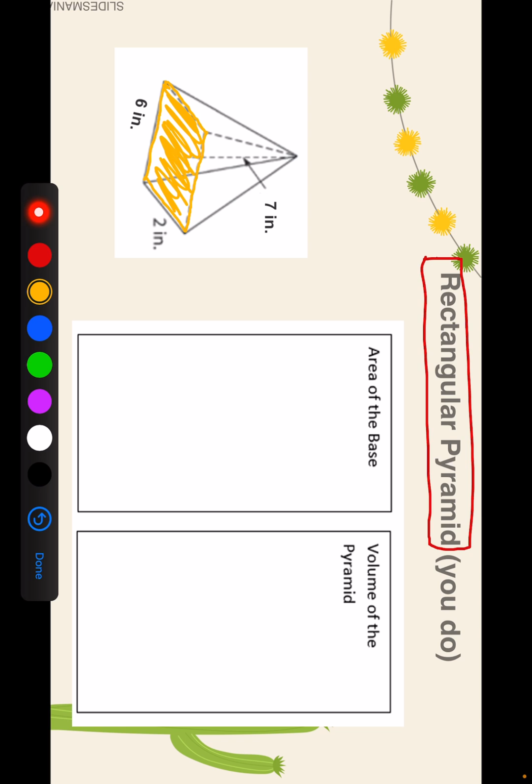So now the second step says to write your formula. So this shape is a what? A pyramid. So yep, we're going to use our volume of a pyramid formula, which is 1/3 area of the base times height.